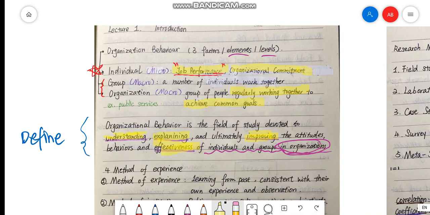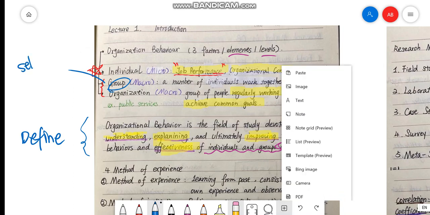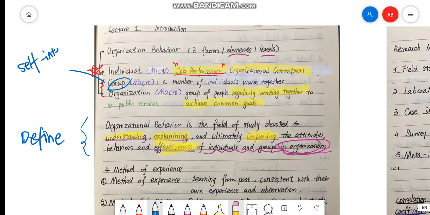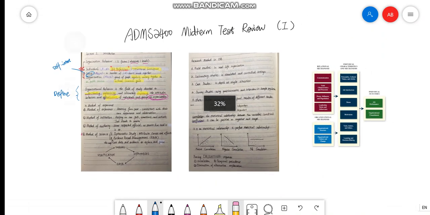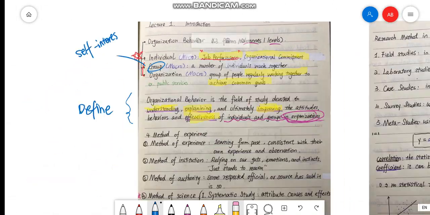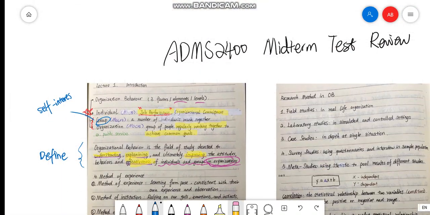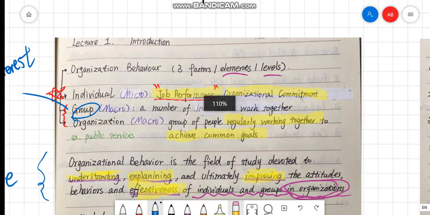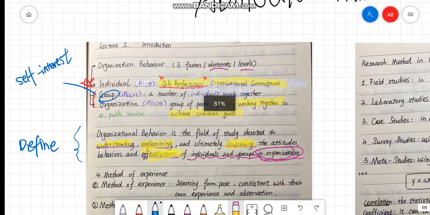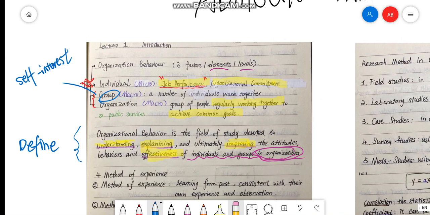So group, I will say, is more focused on self-interest. They always put self-interest first, just like individuals. But the difference between individuals and the group is a number of individuals. Individuals is individuals.